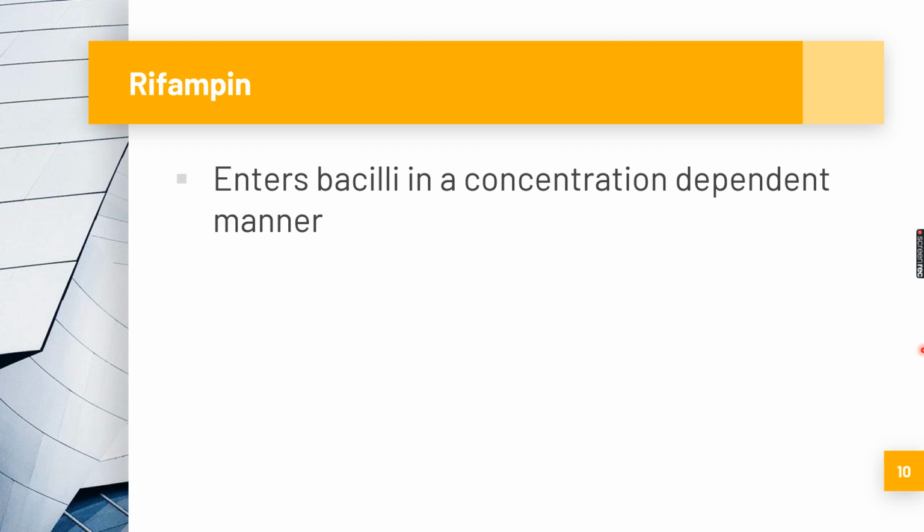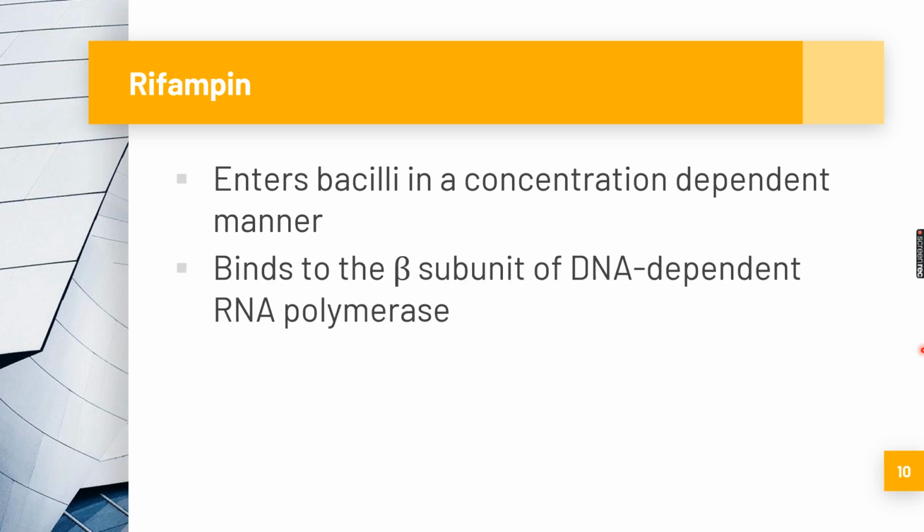It's a drug which enters the bacilli in a concentration dependent manner, and it binds to the beta subunit of DNA dependent RNA polymerase. Basically, it blocks the enzyme which synthesizes RNA. From biochemistry you should understand the function of enzymes from the names only. So RNA polymerase is an enzyme which will help in the synthesis of RNA. So rifampin binds to the beta subunit of DNA dependent RNA polymerase enzyme.